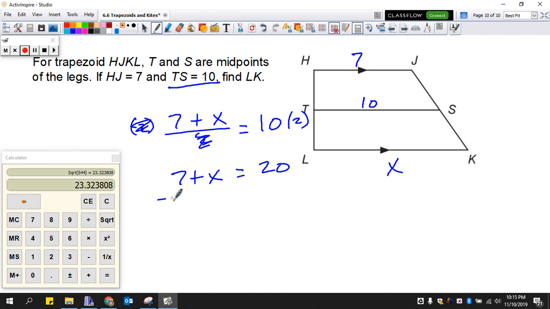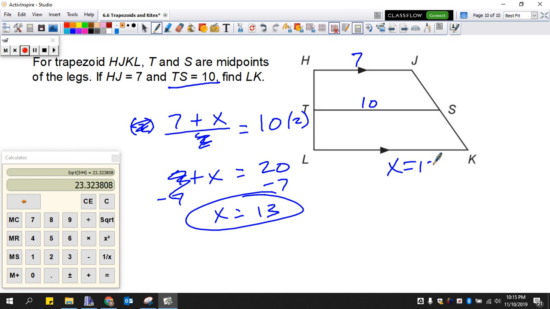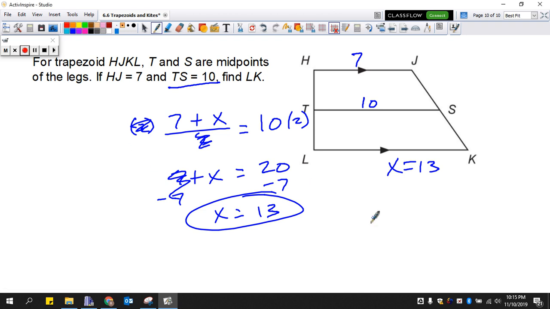Subtract 7 from both sides. X is equal to 13. So the length of this is 13. And 7 plus 13 is 20, divided by 2 is 10. So that indeed checks out. I should write that down, I guess. 7 plus 13 divided by 2 is 20 divided by 2 is 10, and so that checks.